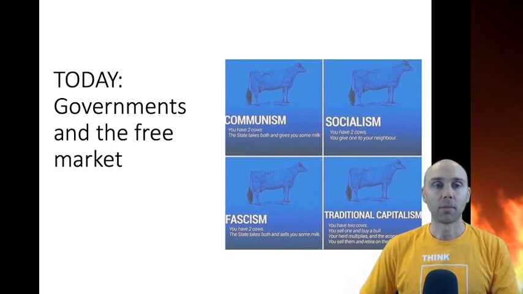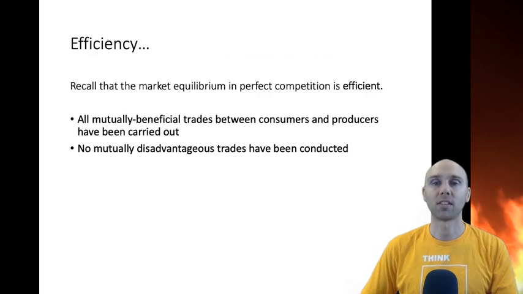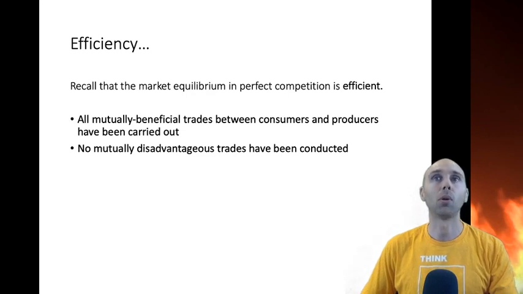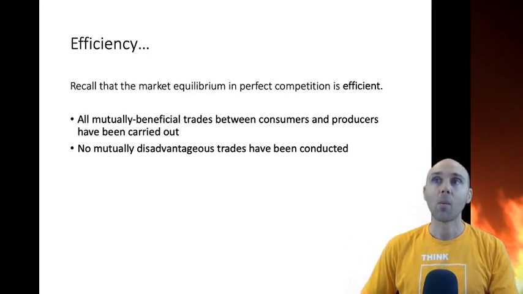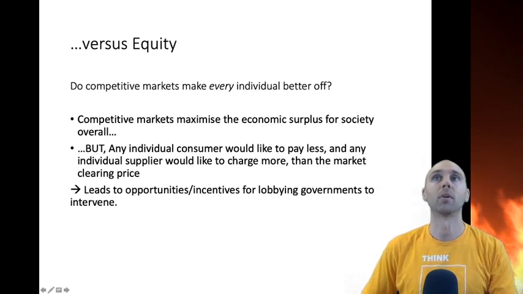So the relationship between governments and the free market talks to a debate between efficiency and equity. We've learned that market equilibrium in a perfectly competitive market is efficient, in the sense that all of the mutually beneficial trades have been carried out between buyers and sellers. We cannot do any better with those who are not in the market. We cannot make anyone better off without somebody else becoming worse off. But it doesn't talk about who those people are who we make better off, and that's the element of equity.